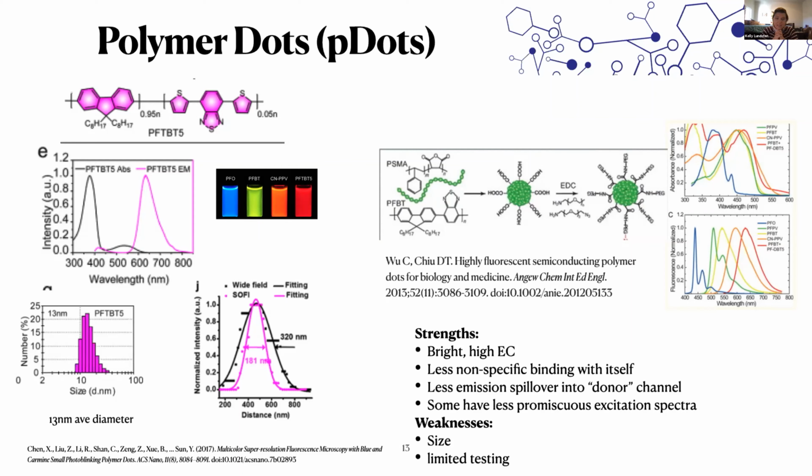They're very bright. They've got a high extinction coefficient. They have all the same benefits as the organic polymers, but they don't non-specifically bind to themselves, which is a humongous thing for flow cytometry. They also tend to have a higher efficiency of donating and accepting energy. So their FRET efficiency is a lot higher, which is really important for us. We want to have very exclusively exciting dyes.